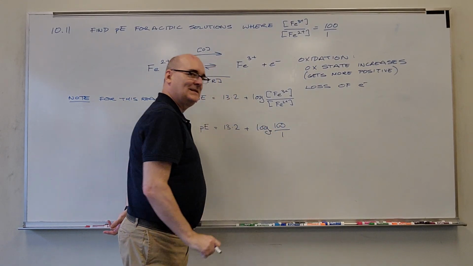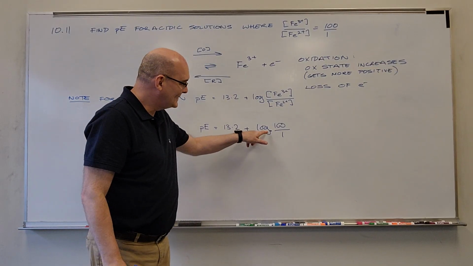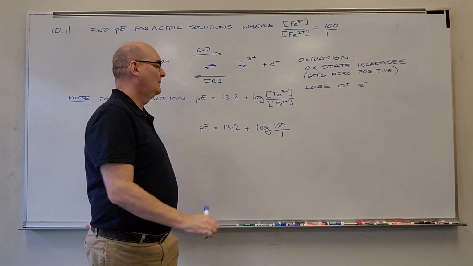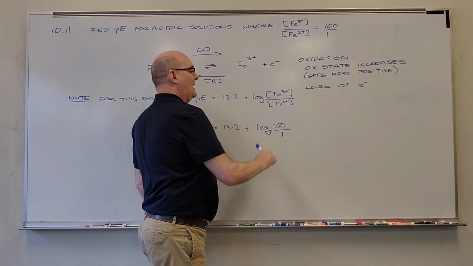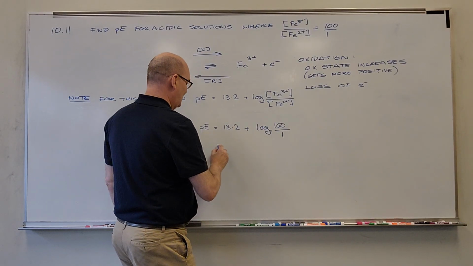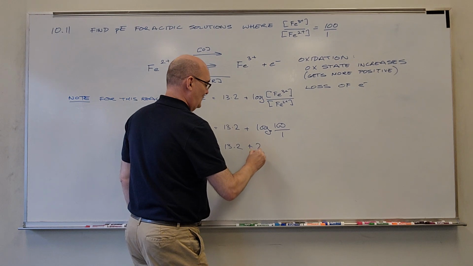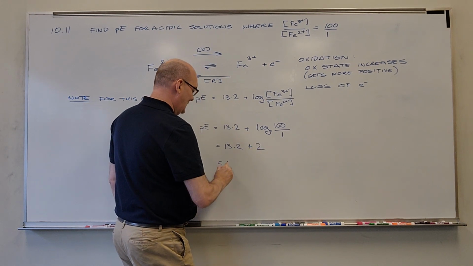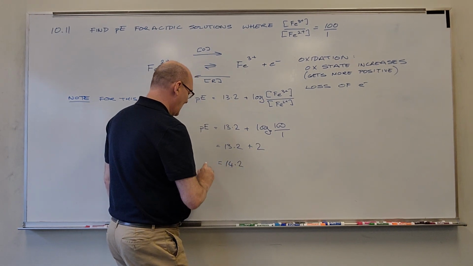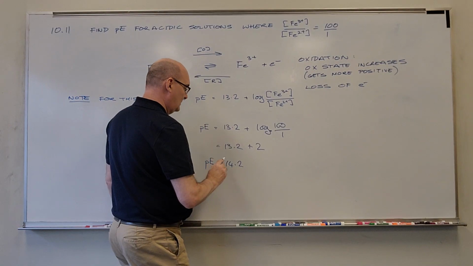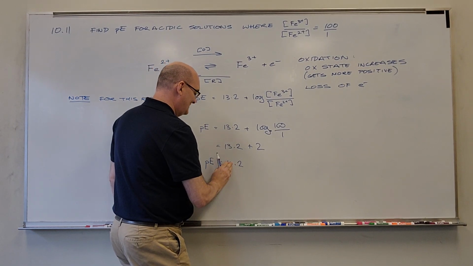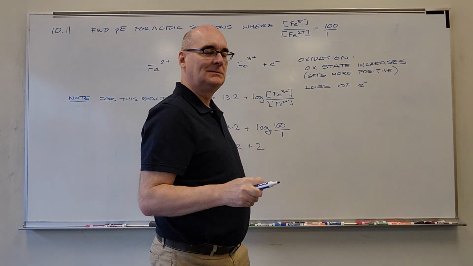Yeah, log of 1 is 0. Log to the base 10. There's a little subscripted 10 right there, which means, how many zeros do I have? This gets to be 13.2 plus 2 equals 14.2. Okay, so we have, wait, what? Oh, 15. Oh, yeah. 15.2.